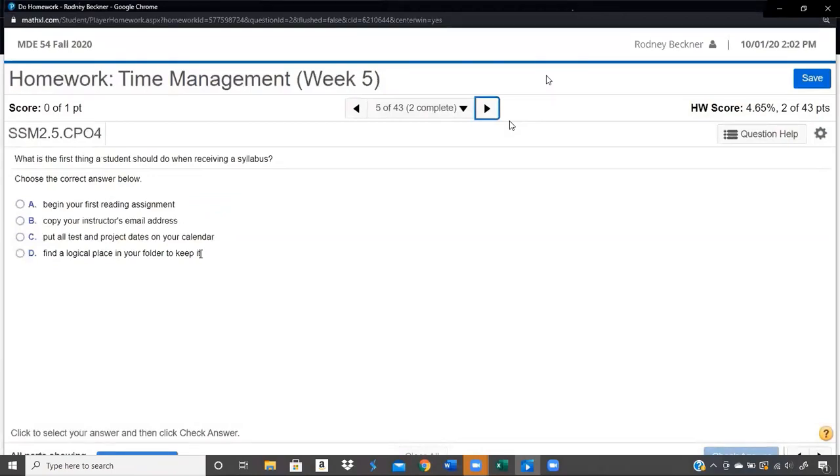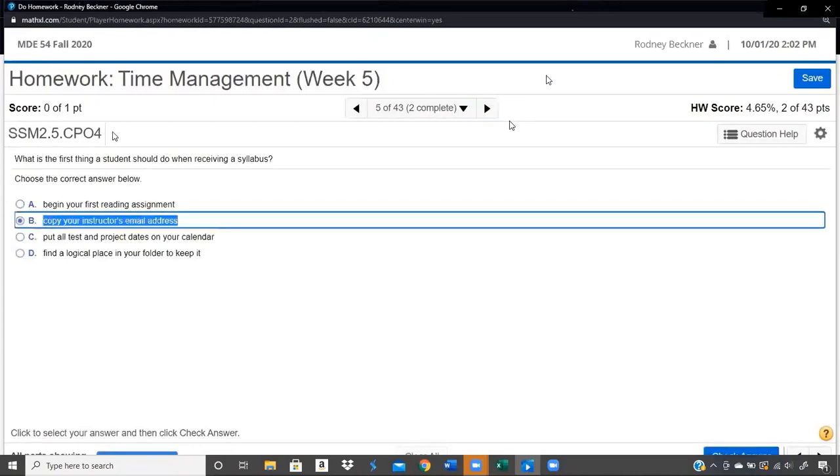I tell you what, there's 3 of these 4 that I say are pretty good. Begin your first reading assignment. Well, we're talking like the second you're handed your syllabus. Copy your instructor's email address. I would think that is not that big of an issue, that you wouldn't have to do that because you literally have it printed in front of you.